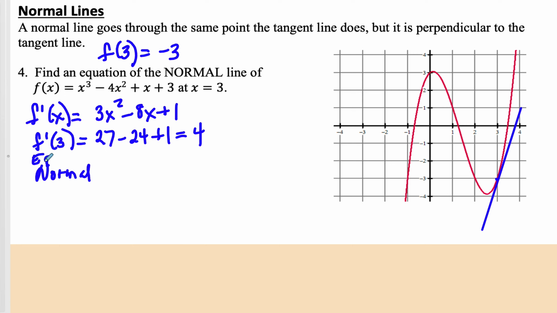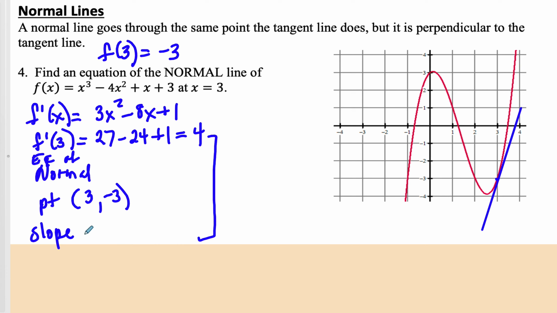Okay, so I want to find the equation of the normal line, and I need a point and I need a slope. The point is still the same point where the tangent occurred, so that's (3, -3), and the slope has to be the opposite reciprocal because it has to be perpendicular, so negative 1/4. These are the two pieces of information, and so the equation of the normal line will be y minus negative 3 equals negative 1/4 times x minus 3.